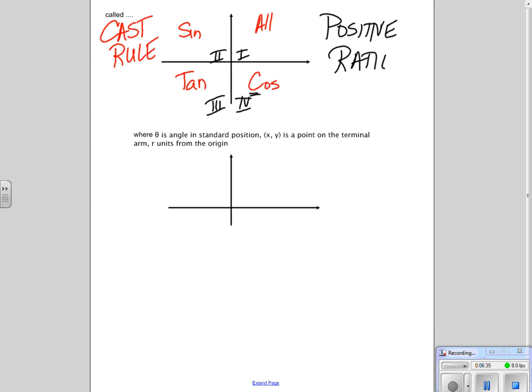I can't blame misspelling on the smartboard, however. Where this happens when theta is an angle in standard position. So you have your initial arm and your terminal arm.